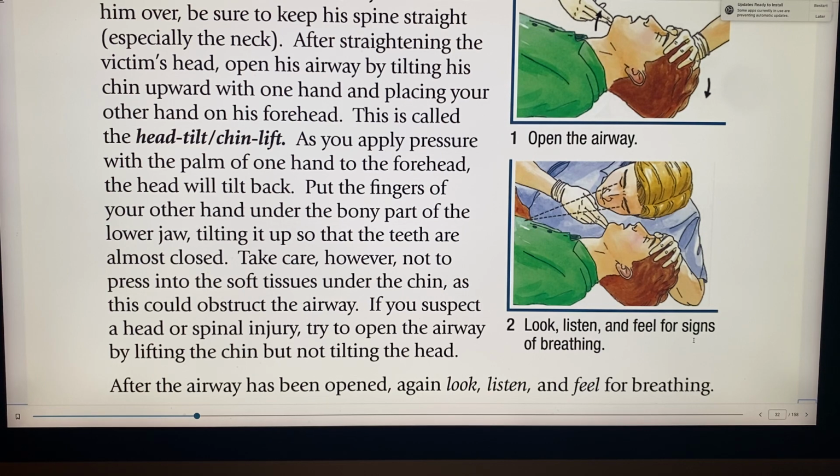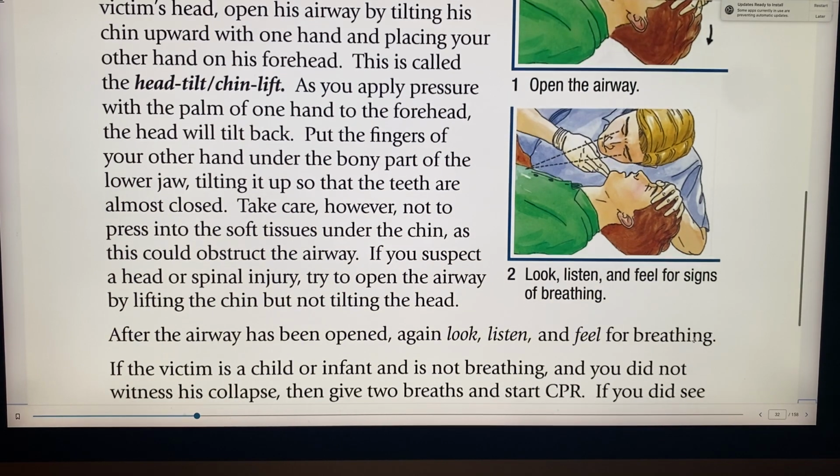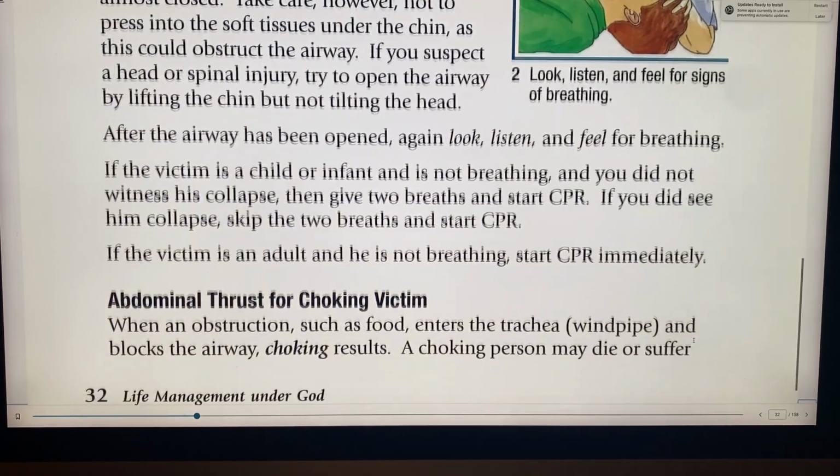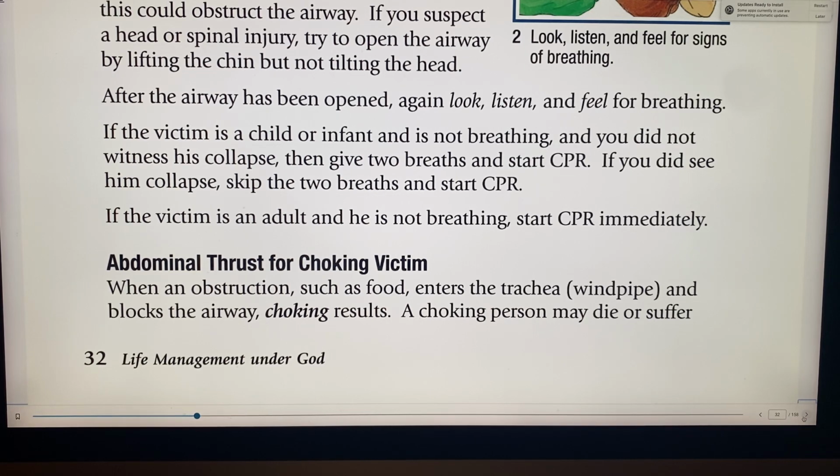For a child, you're going to give 2 breaths and start CPR right away, unless you saw that the child collapsed, then you'd go straight to CPR. And with the adult, you're going to start CPR immediately. If they're in this situation, they're going to need to have CPR. So for choking, we're going to be doing abdominal thrusts, and I'll show you some pictures here. So let's go into the next page.